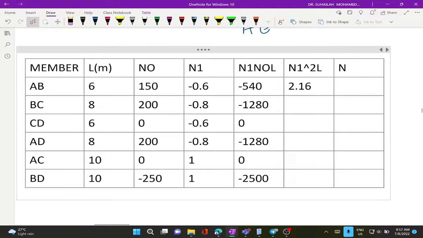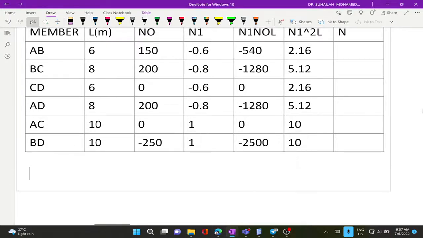Next is 0.8 squared times 8, which gives 5.12. Then for CD, 0.6 squared times 6 is 2.16 again, and 0.8 squared times 8 gives 5.12. Then AC gives 10, and BD gives 10 as well.